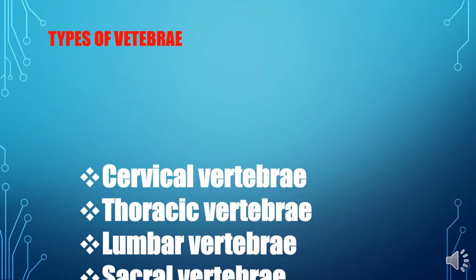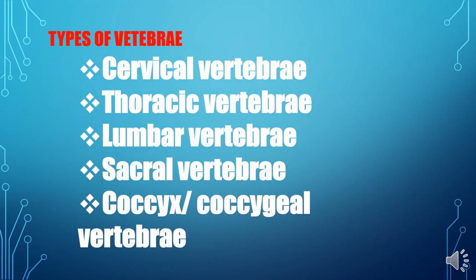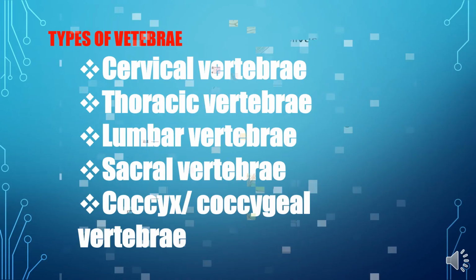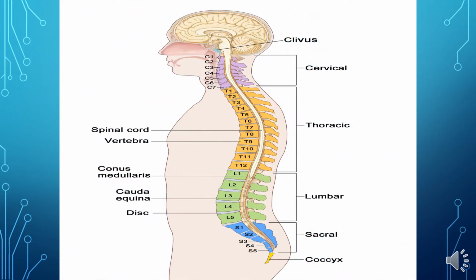Types of vertebra: we have cervical vertebra, thoracic vertebra, lumbar vertebra, sacral vertebra, coccyx or coccygeal vertebra. So this diagram shows types of vertebra. You can see cervical vertebra that consists of 7 bones. We have a thoracic region that consists of 12 thoracic vertebral bones, and in the lumbar region we have 5 lumbar bones. Then we have the sacral that consists of 5 sacral vertebral bones. Then lastly we have the coccyx.